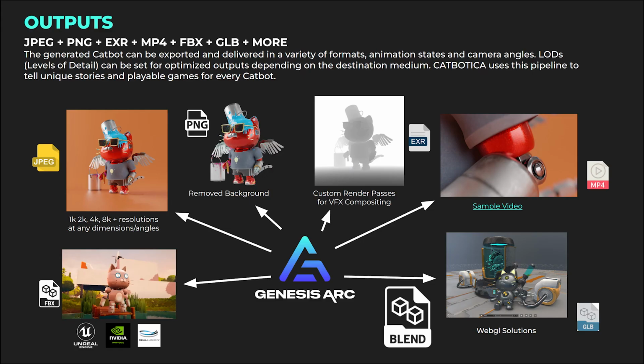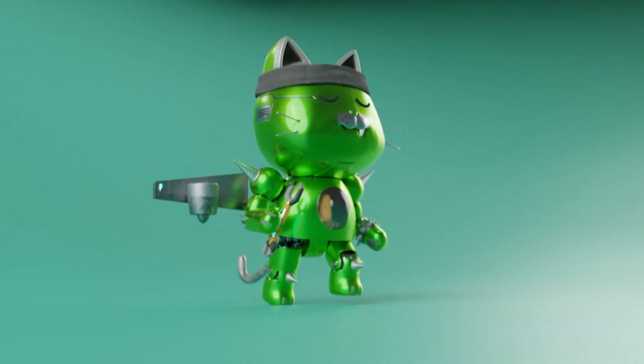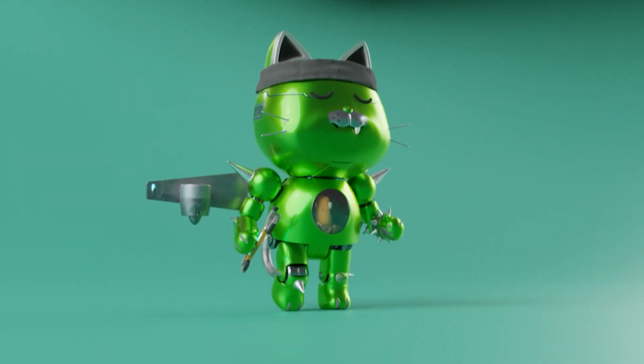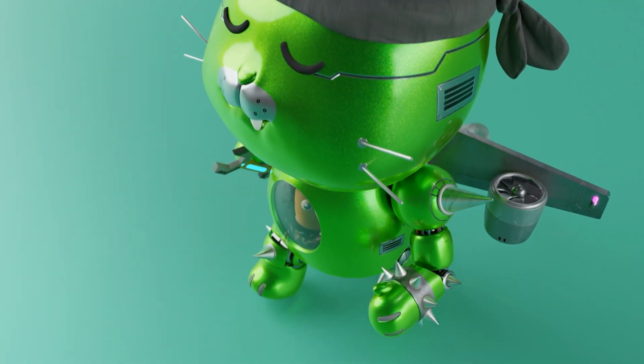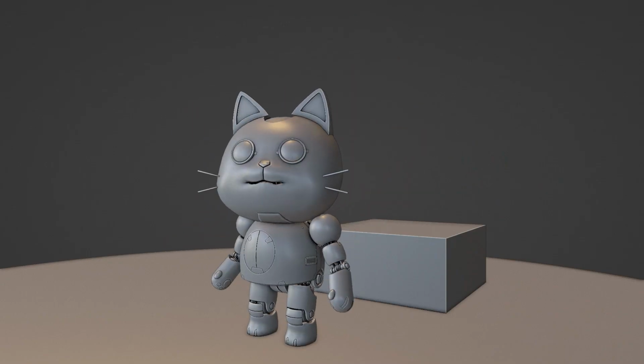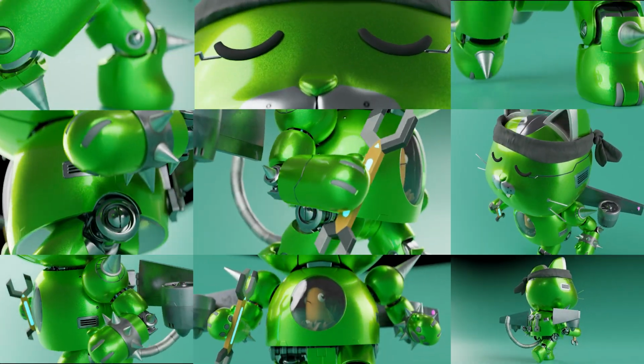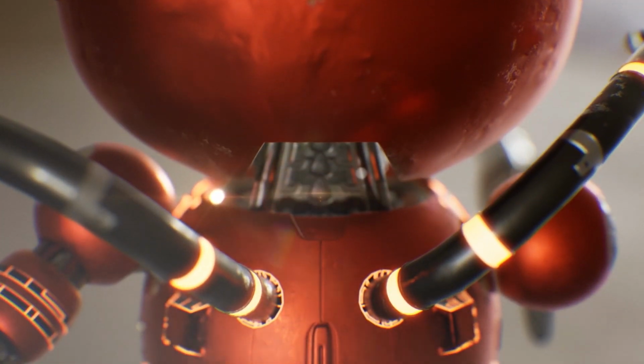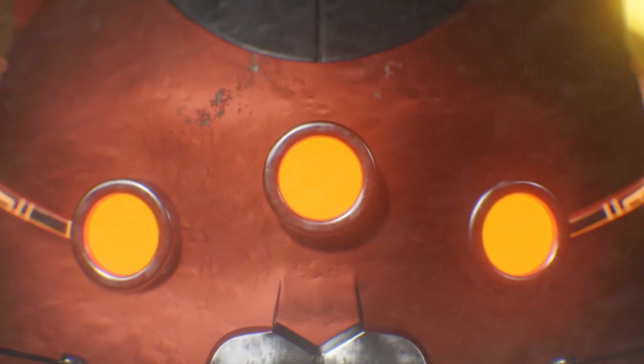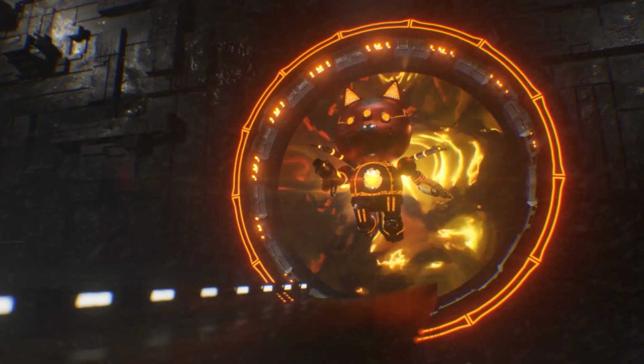Render out any avatar at any resolution you want: 1K, 2K, 4K, 8K. It supports JPEG outputs or PNG if you want to remove the background. We have custom render passes for all you compositors out there. The generated avatar can be exported and delivered in a variety of formats, animation states, and camera angles. LODs or level of detail can be set for optimized outputs depending on the destination medium. Capbautica uses this pipeline to tell unique stories and playable games for every catbot.